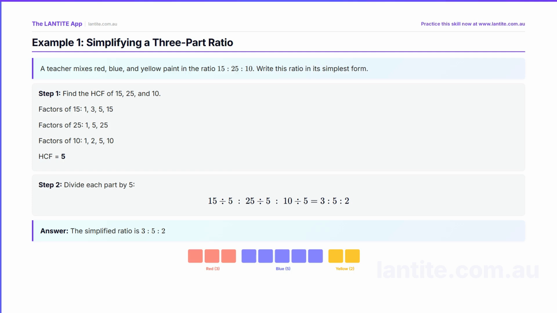Let us work through a paint mixing example. A teacher mixes red, blue, and yellow paint in the ratio 15 to 25 to 10. To simplify, we need the highest common factor of all three numbers. The factors of 15 are 1, 3, 5, and 15. The factors of 25 are 1, 5, and 25. The factors of 10 are 1, 2, 5, and 10. The HCF is 5. Dividing each part by 5 gives us 3 to 5 to 2. That is our simplified ratio.